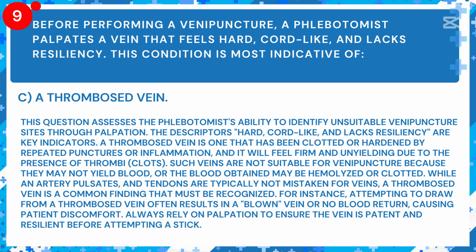Such veins are not suitable for venipuncture because they may not yield blood, or the blood obtained may be hemolyzed or clotted. While an artery pulsates, and tendons are typically not mistaken for veins, a thrombosed vein is a common finding that must be recognized. For instance, attempting to draw from a thrombosed vein often results in a blown vein or no blood return, causing patient discomfort. Always rely on palpation to ensure the vein is patent and resilient before attempting a stick.